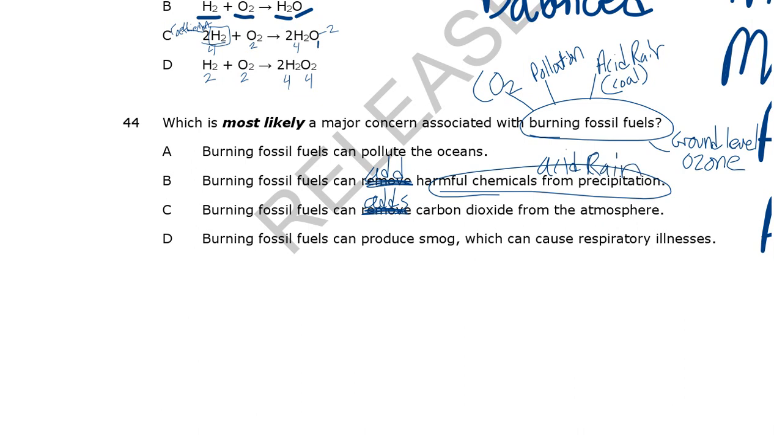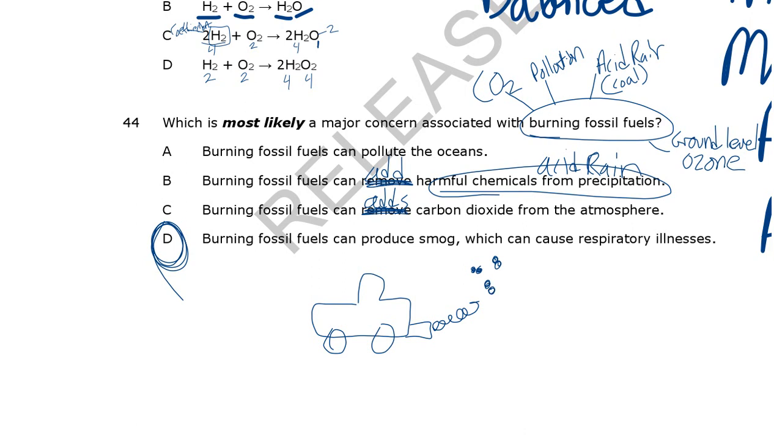Okay? Burning fossil fuels can produce smog, which can cause respiratory illness. Ding, ding, ding. So that's the best answer. Okay. So what happens with smog is you have your car. Here's your car. You have a tailpipe, and the exhaust comes out. Now, most of the time, you don't see the exhaust. But what happens is some of these particles stick to water droplets. And then, as they stick to each other in the air, then you start seeing it.